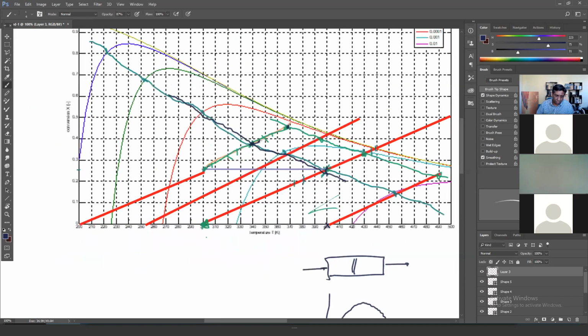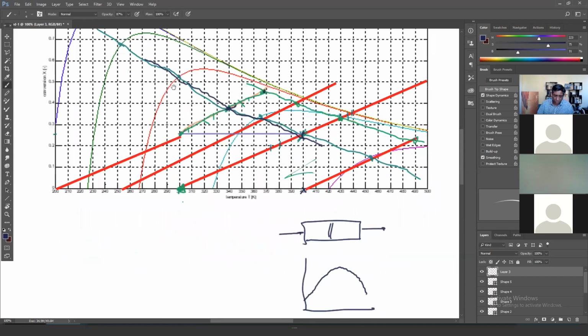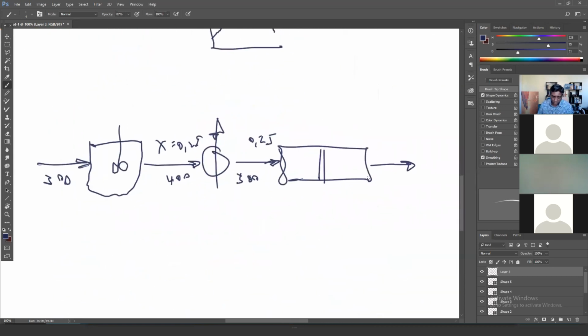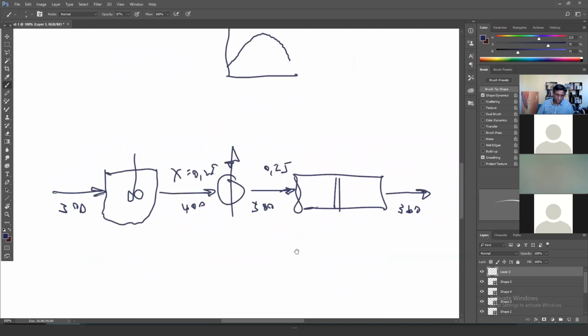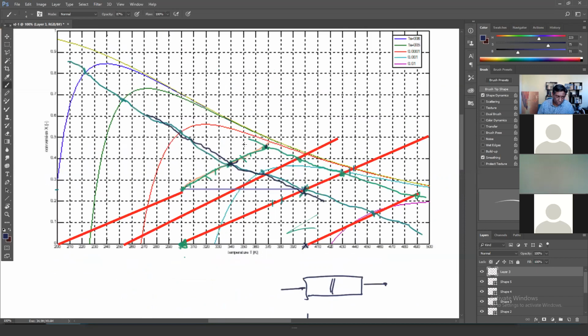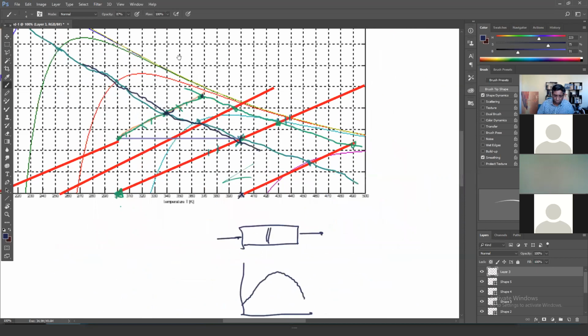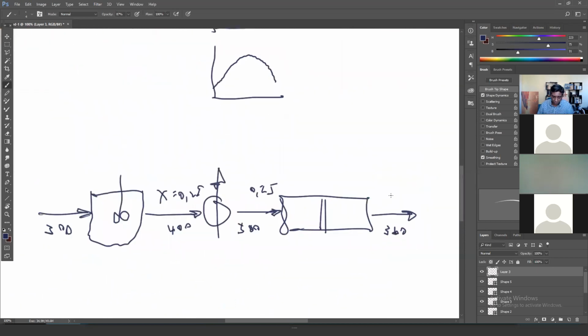And so, of course, we use the same 0.25 here, only this is at 300 Kelvin now. And then for the PFR, we can also look here and see the temperature coming out here is about 360. And the conversion here is about 0.445. Okay, let's see the question.